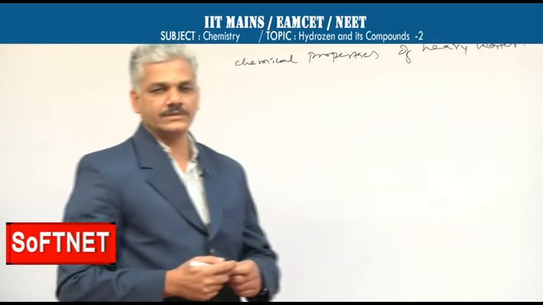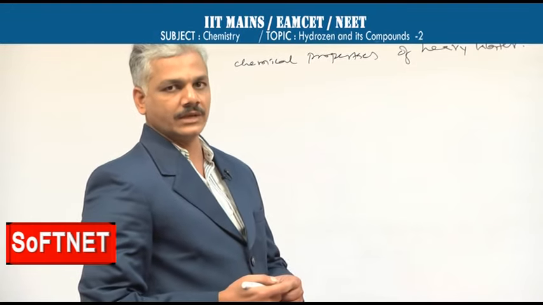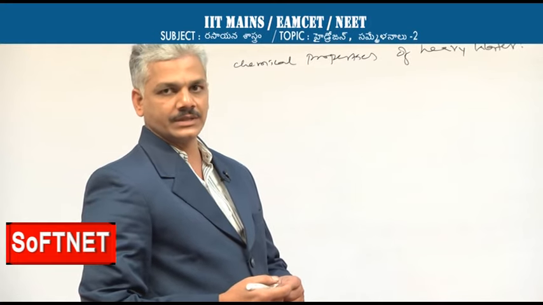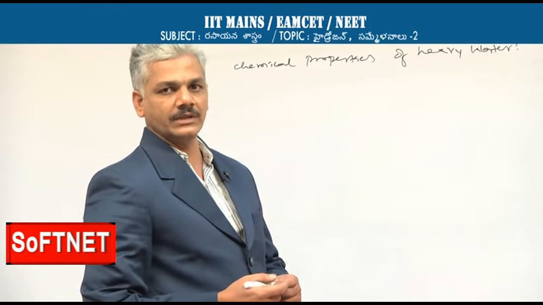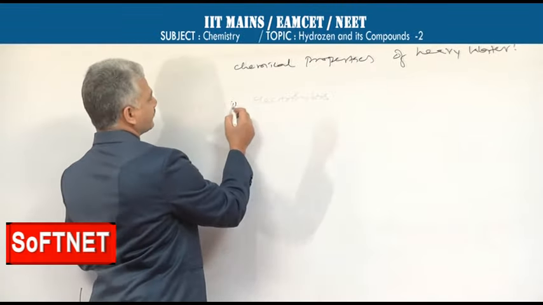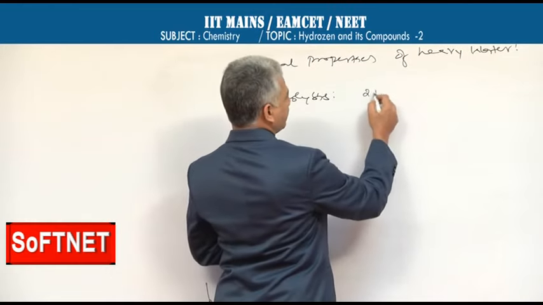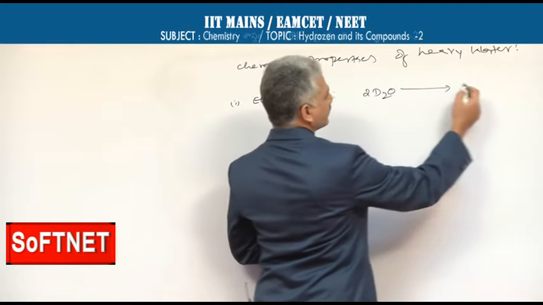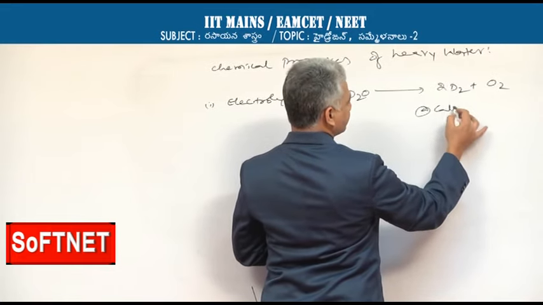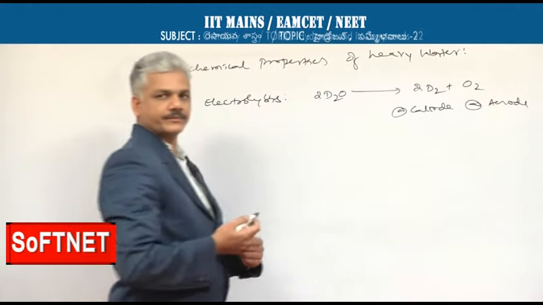Heavy water gives same types of chemical reactions as that of normal water. Only difference is due to increase in the molecular weight, the rate of reactions involving heavy water will be slow. Most of the reactions can be represented like this, like electrolysis. When heavy water is electrolyzed, we get deuterium at a cathode, while oxygen is released at an anode.